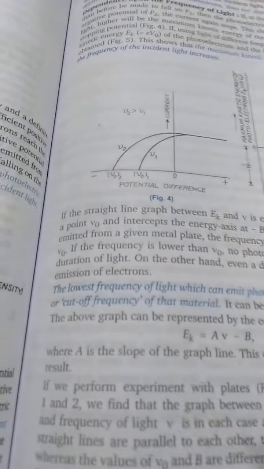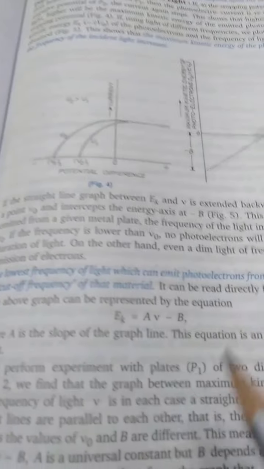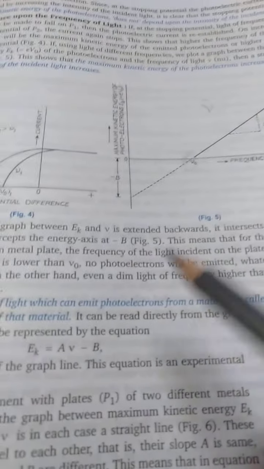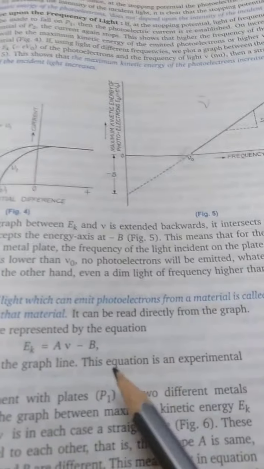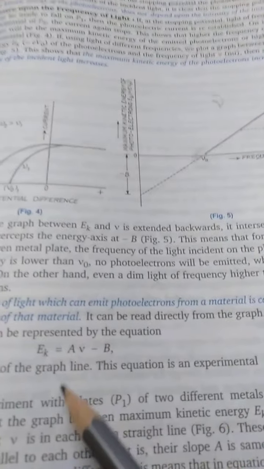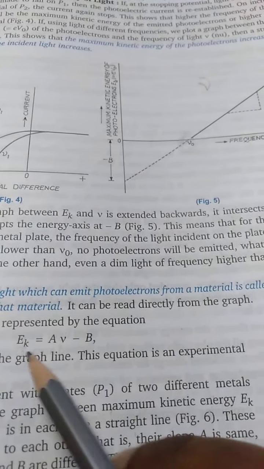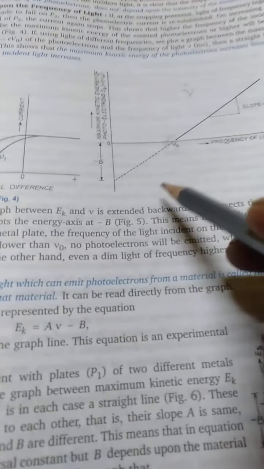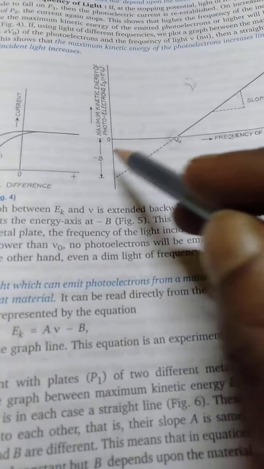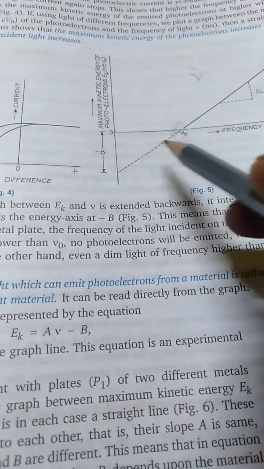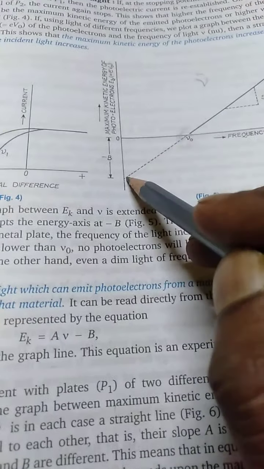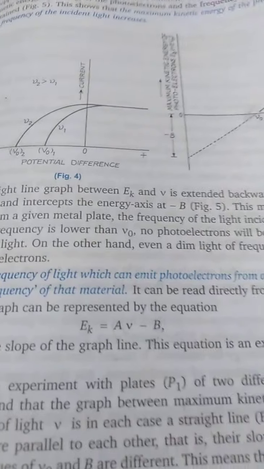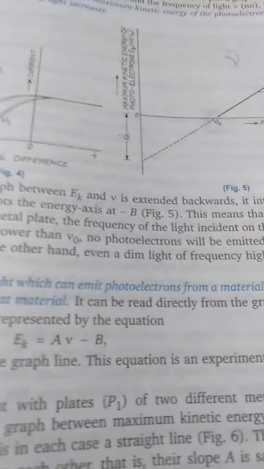Okay. Now, from this we say that this is a straight line graph, and the equation of the graph can be Ek = A·frequency − B. A is the slope of the graph, and B is the point where the graph cuts the y-axis.